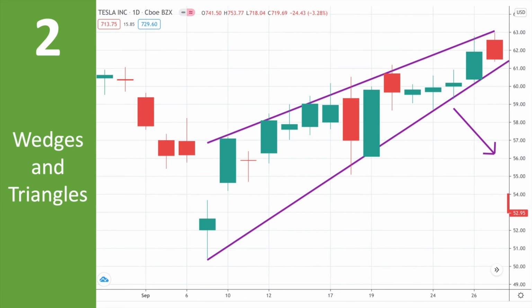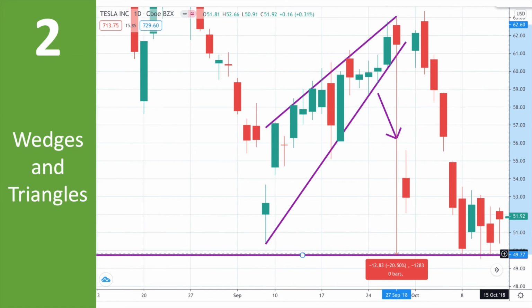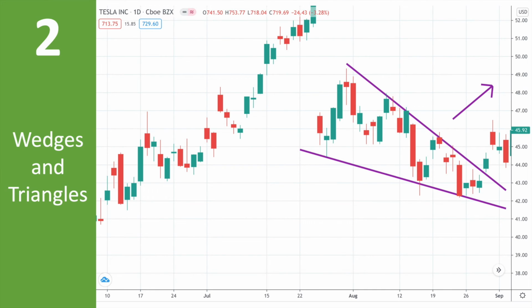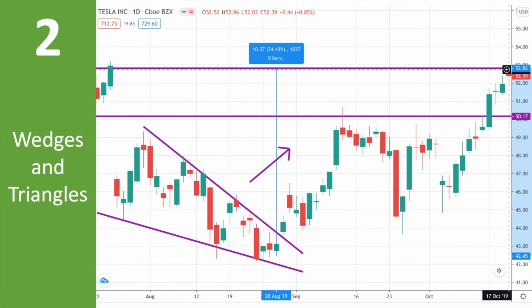Here's an ascending wedge in action from some time back, and as you would guess, it goes into a bearish pattern and the price falls around 20%. This time, a descending wedge, where as soon as the breakout happens, price shoots up to around $50 a share.